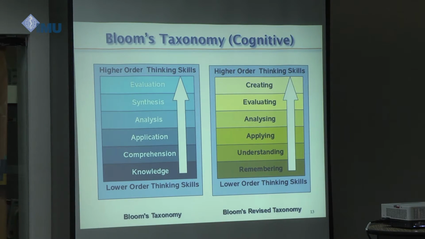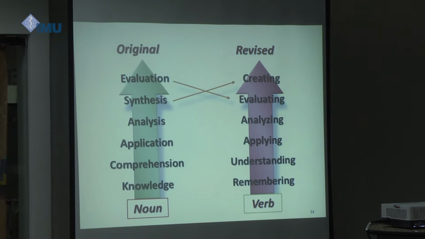Okay, now Bloom's taxonomy was recently revised, and the new revision is basically that the nouns change. If you can see, this is the old one and this is the revised one. You can see these two at the top, evaluation and synthesis, are changed to creating and evaluating. These are interchanged. The original one used nouns, but the revised one uses verbs.